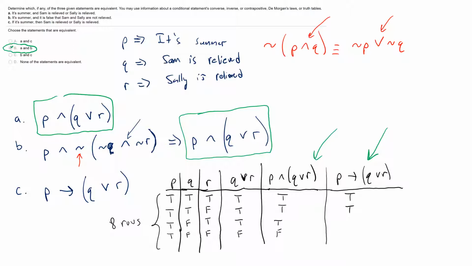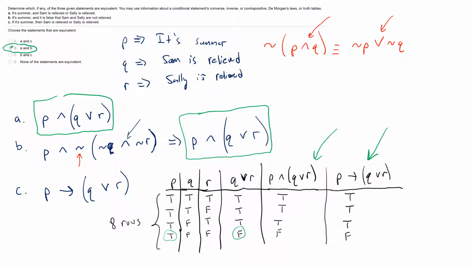On the third, now we're looking at the last column. If P is true and Q or R is true, so this would be true. And on the last one, P is true and Q or R is false. Here we have P is true and this one is false. So that means the conditional would be false. And shoot, they're still matching.